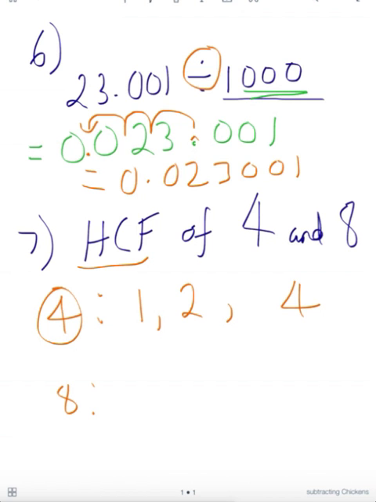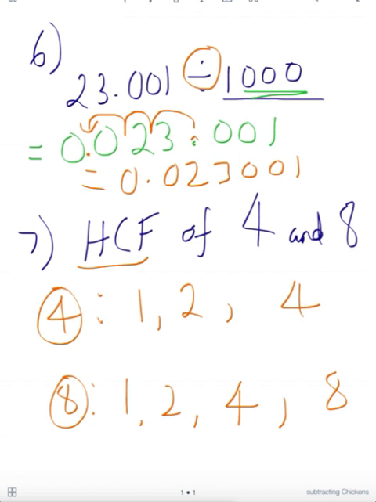Now 8, once again, write your number down, number 1 first, and then 8 on the other end. And now what factors divide into 8? So can 2 divide into 8? Yes. Can 3 divide into 8? No. Can 4? Yes. Can 5? No. And we've passed halfway, so we can stop.